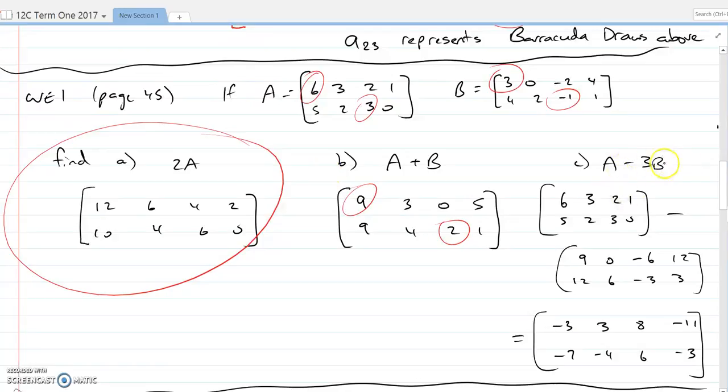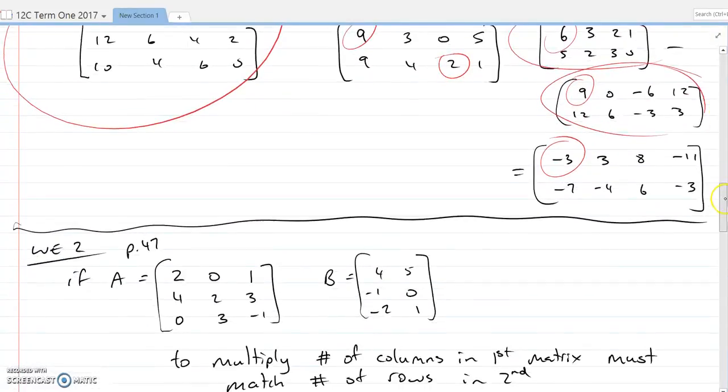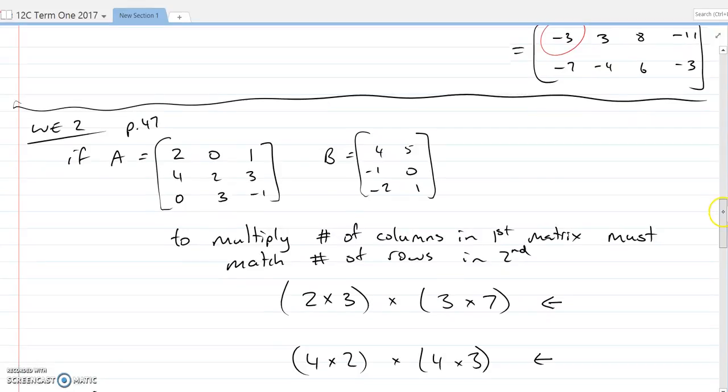C, A minus 3B, the last one. We could work out what 3 times B is, and we could just subtract them, okay? 6 take 9 gives us minus 3. Okay, this is nice and quick.